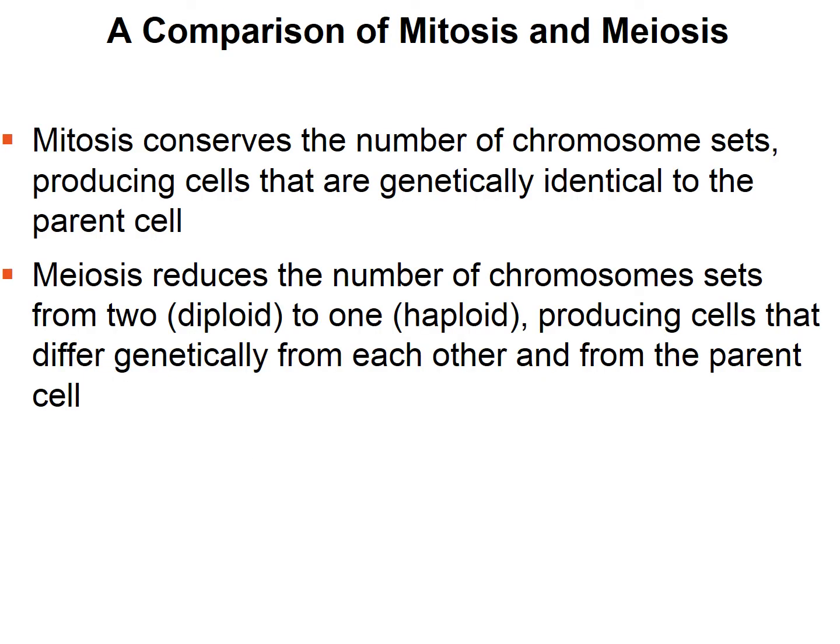After having gone over meiosis and in the previous chapter, mitosis, we can see that mitosis conserves the number of chromosome sets, producing cells that are genetically identical to the parent cell. Meiosis, on the other hand, reduces the number of chromosome sets from 2 sets, which is diploid, to 1 set, which is haploid, producing cells that differ genetically from each other and from the parent cell.